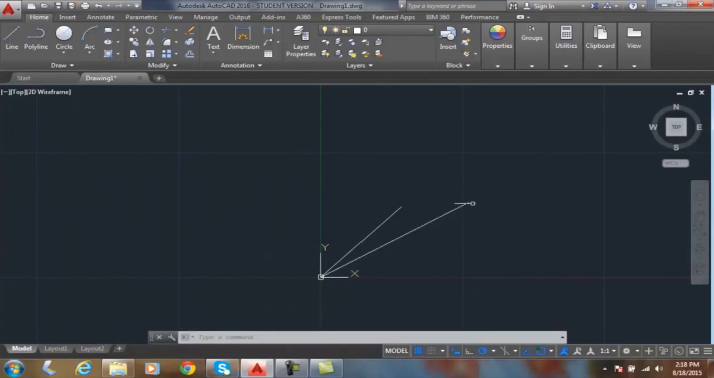How could you figure out that spot? Oh sure, if you do trigonometry, but that's the beauty of AutoCAD. It does all that for you. So these are called polar coordinates. When we want to draw a certain length at a certain angle, it is polar coordinates.